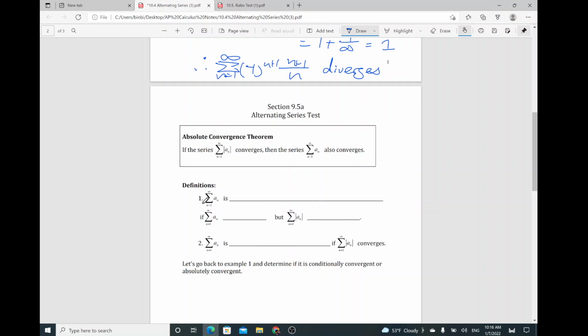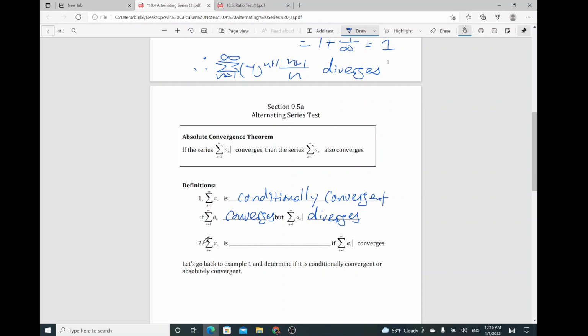is conditionally converging, if the series converges, but the absolute value of the series, the absolute value of a sub n, diverges. Okay, so you've got to be careful. The absolute value of the series here diverges, but the series itself converges. So therefore, the series itself is said to be conditionally convergent.